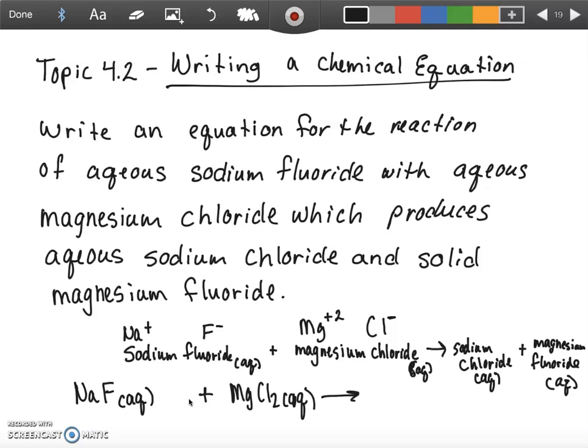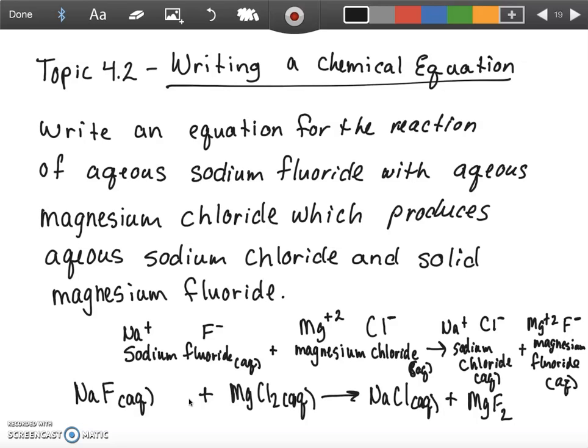Then we have our yield arrow, and then sodium chloride. Sodium is Na+, chloride is Cl-, okay, which means it's going to be NaCl, aqueous. And then for magnesium fluoride, you would have Mg2+, fluoride is F-, so this means this is going to need to be MgF2. Okay.